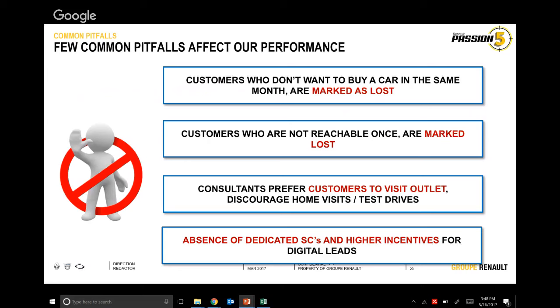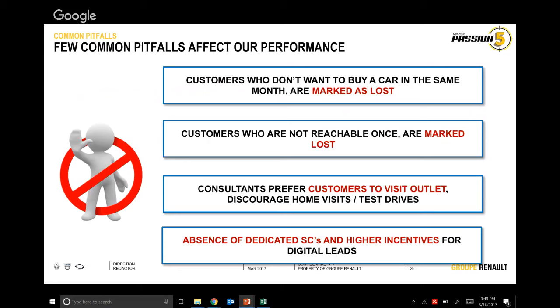If we keep these lost cases in our loop, we might convert a customer who's looking for a Maruti, and if we follow up with him regularly and tell him about our brand, our product, we might actually get the customer to buy a Renault. So it is very important that we do not mark customers as lost just because he's not going to purchase the car in the same month.